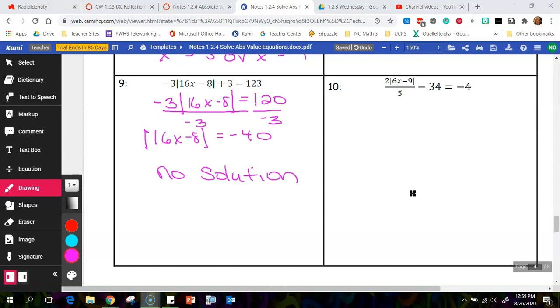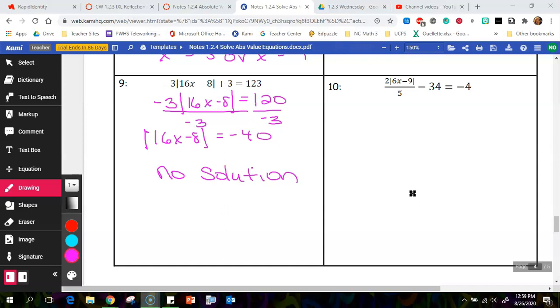Okay, so hopefully you didn't get too far with that one, because if you get an absolute value equals a negative number, that is no solution. You can stop right there when you isolate the absolute value and then there's a negative number over here. It's no solution because you can't have an absolute value of a number that is a negative number.